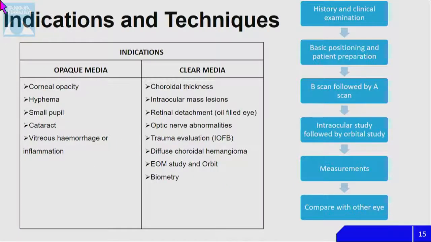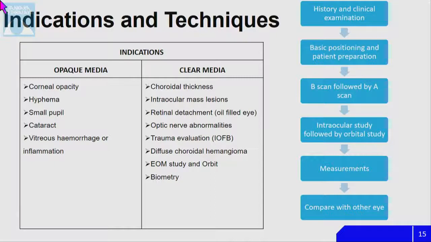So what are the indications? Of course, in opaque media. Other than that, in a clear media, when we have to measure the choroidal thickness, or for differentiation of intraocular tumors and any optic nerve abnormalities like drusen, and even in an oil-filled eye when we are not sure whether retinal detachment is there, and even in Sturge-Weber syndrome where we may not be able to appreciate diffuse choroidal hemangioma, and also for extraocular movement study and orbital study.